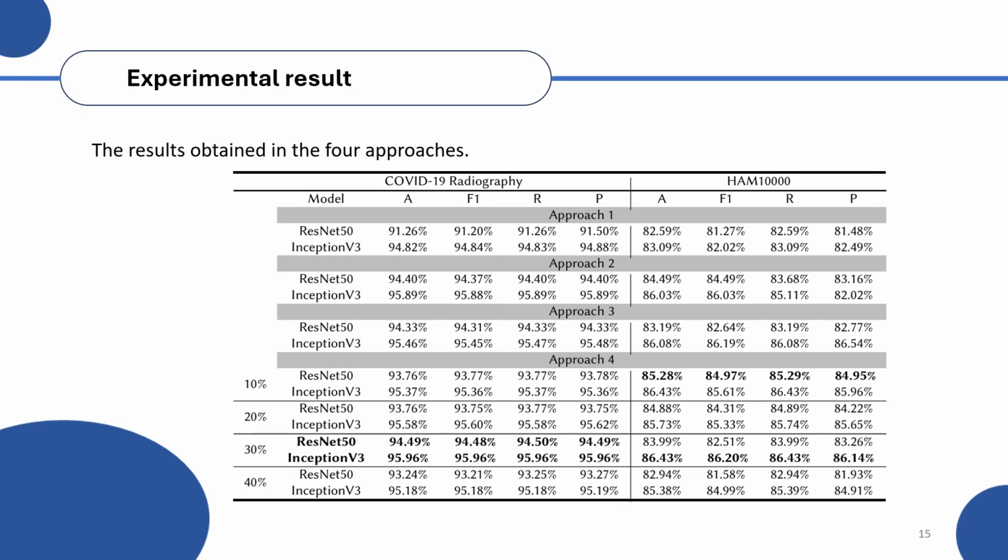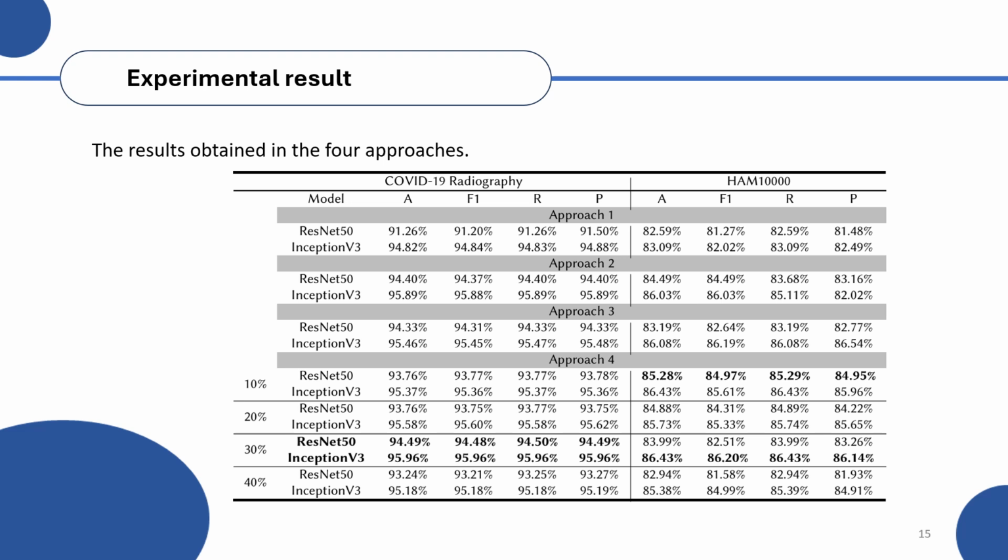The following table presents a comparison of the performance of the classification models ResNet 50 and Inception-V3 on the two datasets, COVID-19 and HAM 10,000, using the four previously explained approaches. The table summarizes these results in terms of accuracy, recall, F1 score, and finally precision.